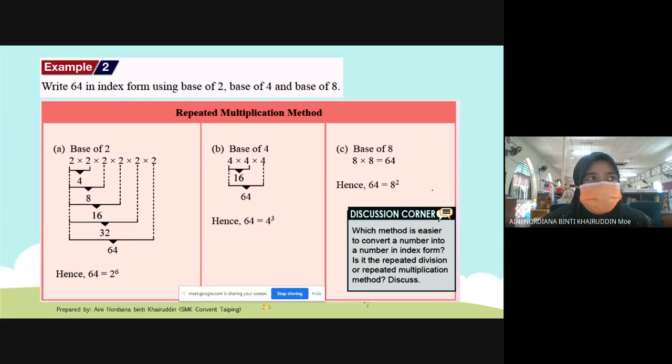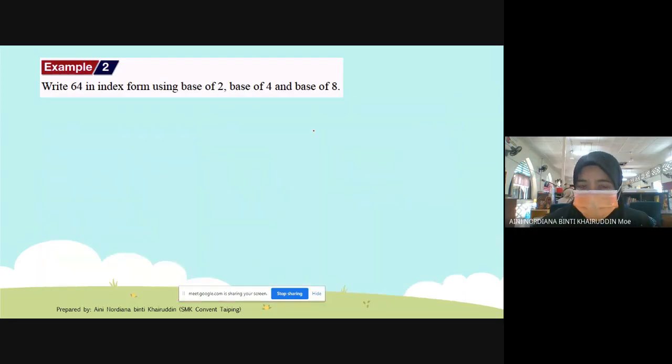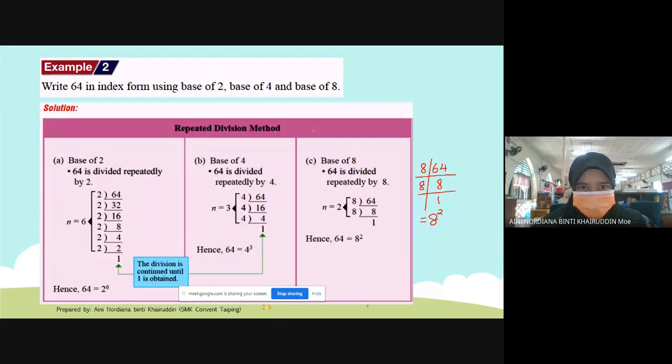Okay, which one is the best method? Which one do you like? The repeated multiplication method or the repeated division method? Anyone?